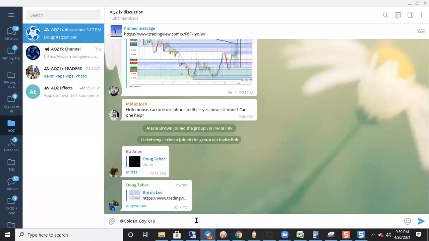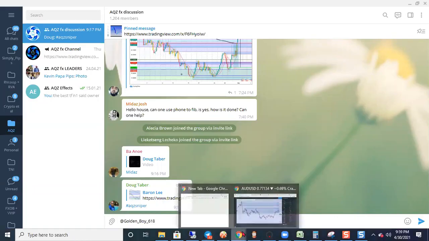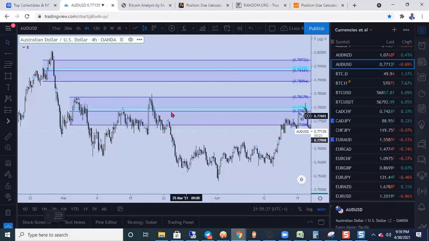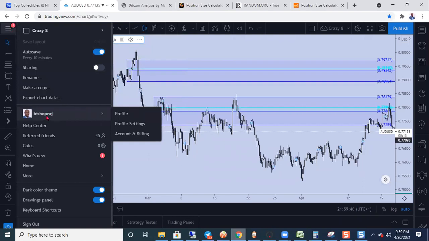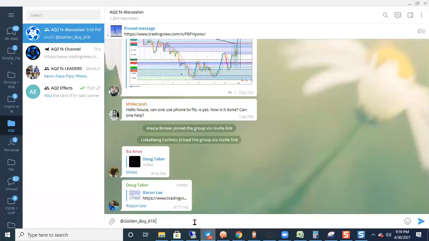Then you need to tell him your TradingView username. So this is TradingView, for instance. If you're on TradingView, simply come to these 3 horizontal bars here. Click on them. You will find your username here. So here's my username, Bishop Raj. So I could basically just say @goldenboy, my TradingView username is Bishop Raj.